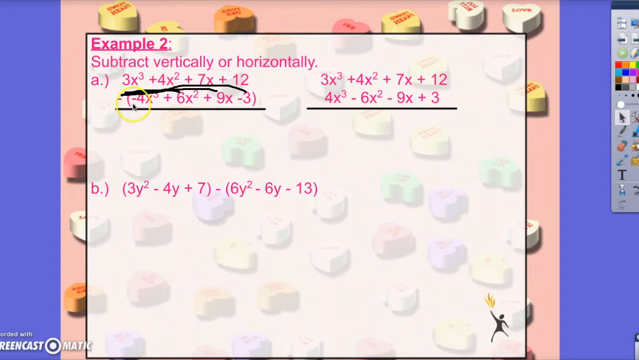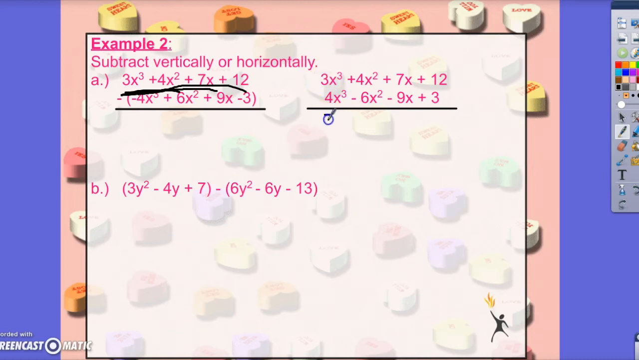The bottom, negative times negative is a positive 4x cubed. Negative times a positive is negative 6x squared. Negative times a positive is a negative 9x. Negative times a negative is a positive 3. And now once again, we add or subtract based on our rules for integers, as long as everything's also lined up. You add or subtract like terms.